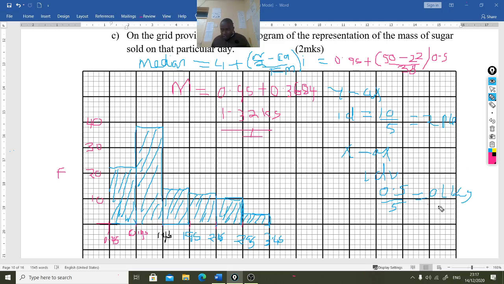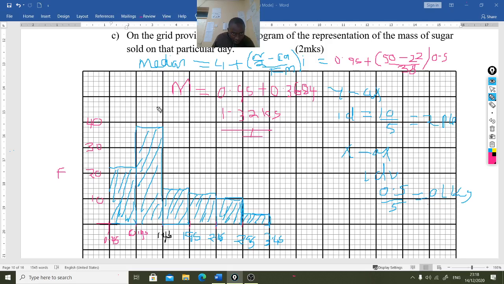So 1.32 kg will be equal to what? How many of them? 1.3 divided by 0.1 gives 13. So you get 10, 11, 12, 13 for 1.32. So it's supposed to be around here.